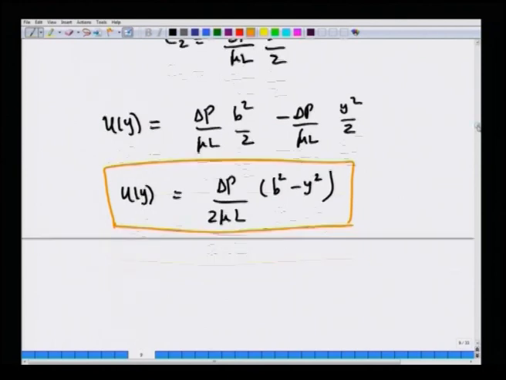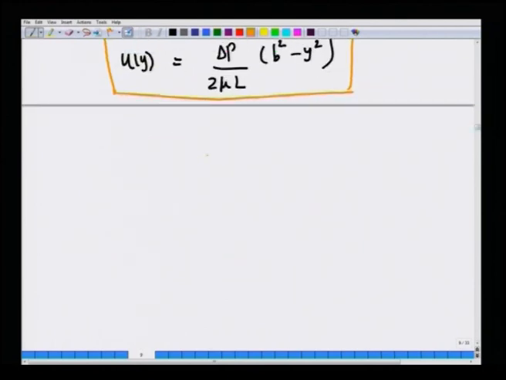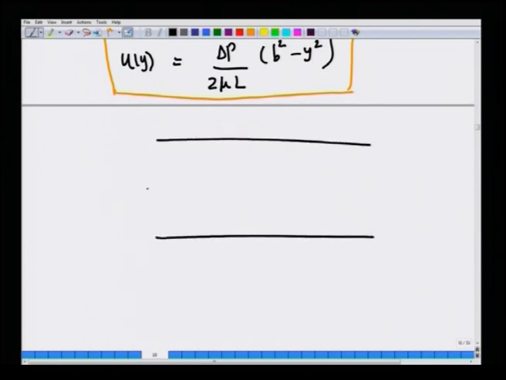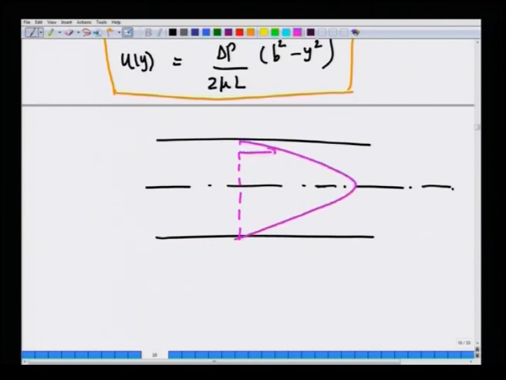Okay. Now, this has a parabolic form. So, if I were to draw the two plates, okay, and then draw the velocity profile, it will be a parabola with maximum at the center. Okay. The maximum velocity of this parabola will be at the center. Okay. We will stop at this point and then we will continue in the next lecture.